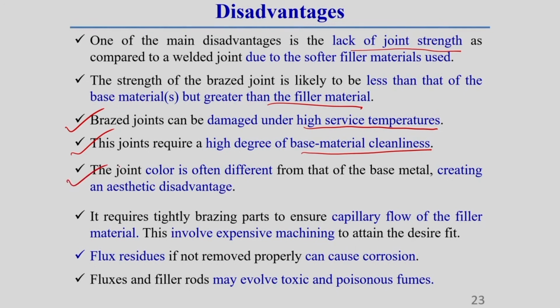These joints sometimes discolor the component. That means the joint color is often different from that of the base metal, which creates an aesthetic disadvantage. That means the component's aesthetic look changes, because the braze joint color is frequently different from its parent material color. That is why it creates an aesthetic disadvantage.